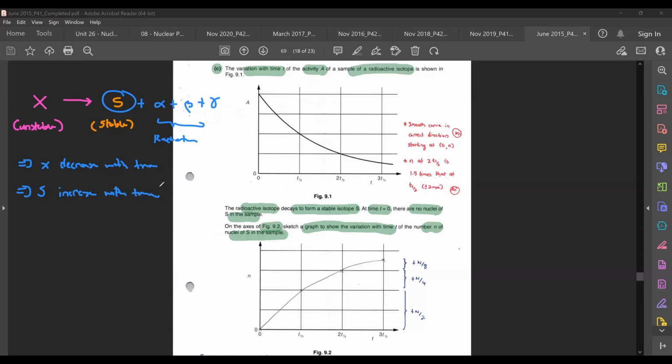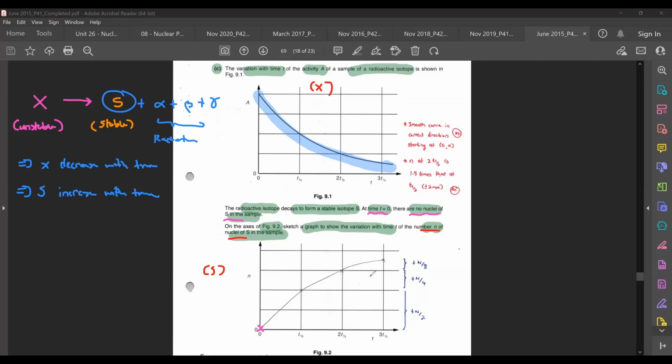Okay, so the one that you're looking at here is actually for that unknown element X. The one that you're looking below is for your stable element S. This one specifically shows you the number of the nuclei S in your sample. Okay, so here you read the question. They say at time 0 there are no nuclei of S in the sample yet. So at T0 no nuclei of sample S.